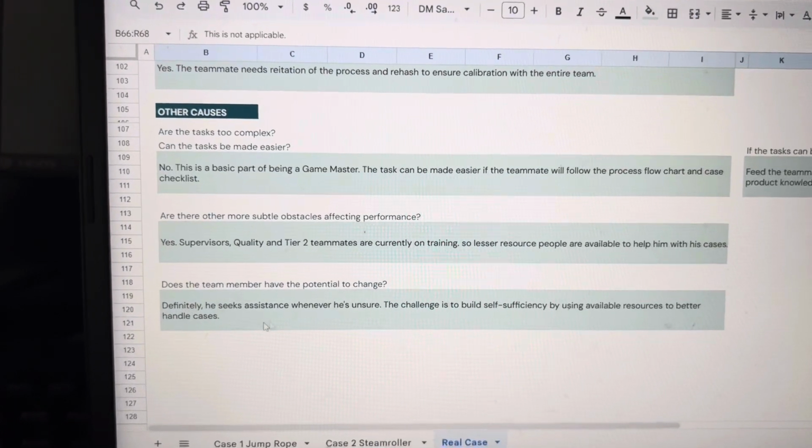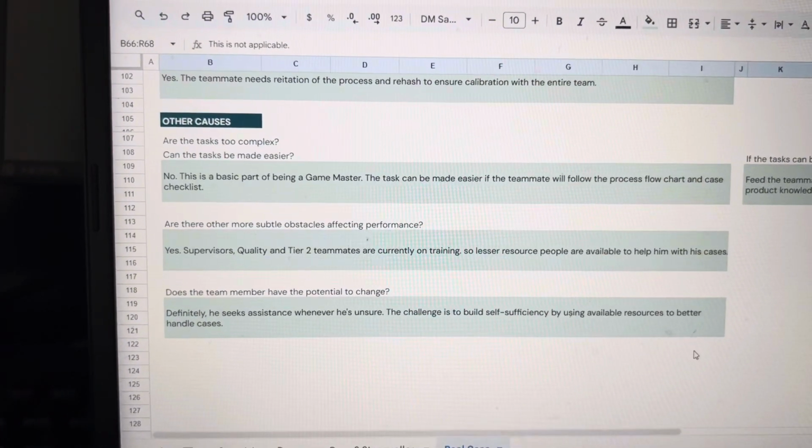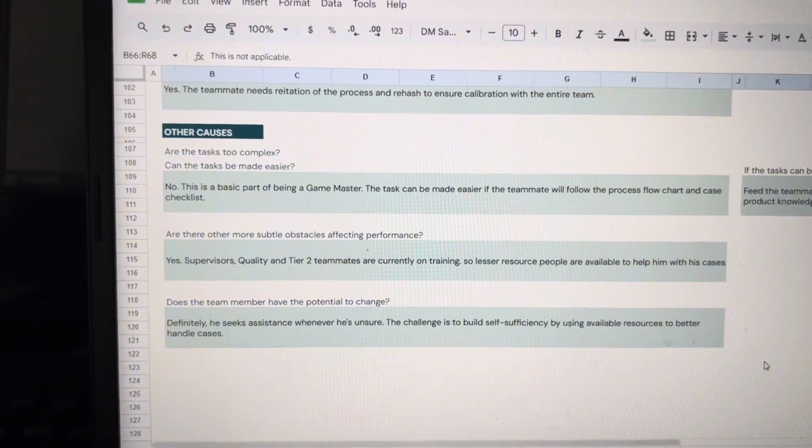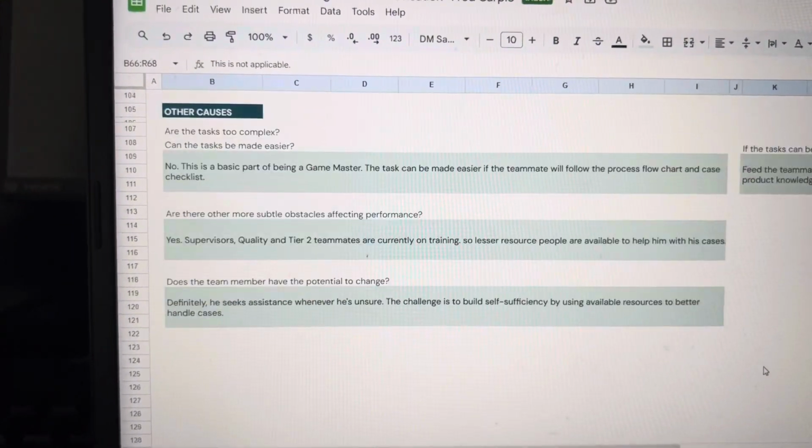Does the team member have the potential to change? Definitely. He actually seeks assistance whenever he's unsure. The challenge is to build self-sufficiency by using available resources to better handle his cases.